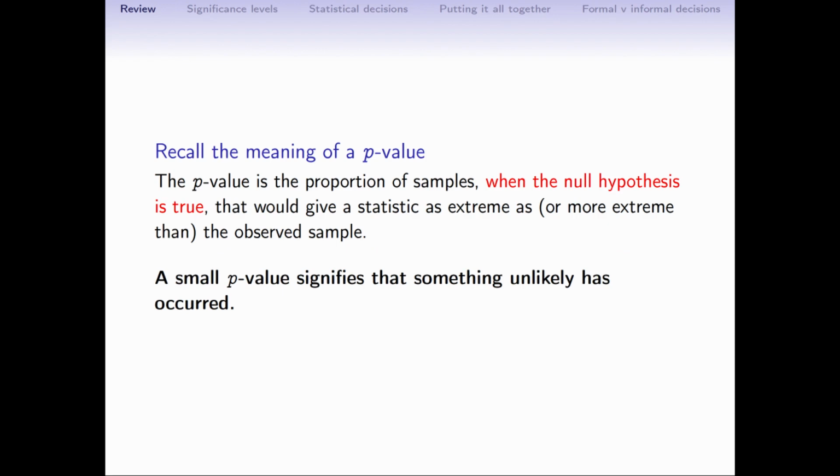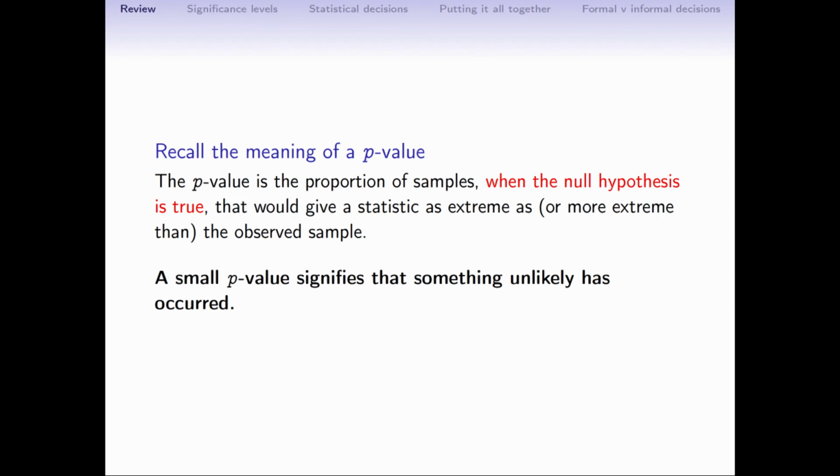Now let's recall the meaning of a p-value. The p-value is the proportion of samples when the null hypothesis is true that would give a statistic as extreme as or more extreme than the observed sample. So a small p-value signifies that something unlikely has occurred.